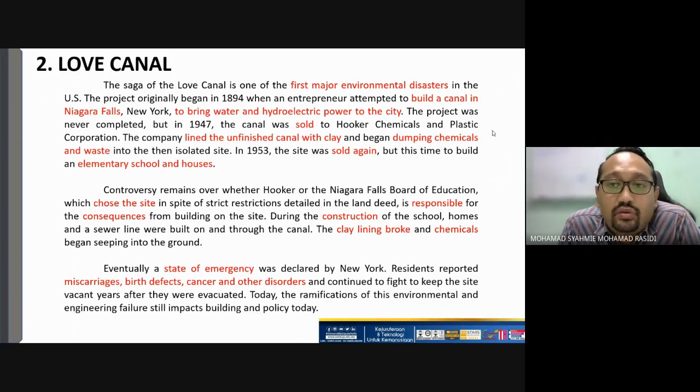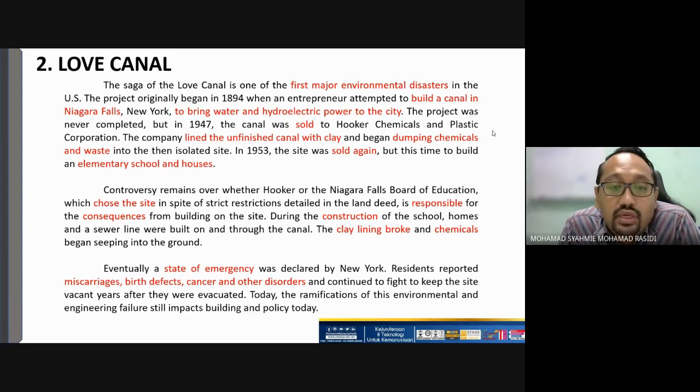During the construction of the school, homes and sewer lines were built on and through the canal. The clay lining broke. Just remember, the second company that bought the canal, Hooker Chemical, after they finished building the canal using clay, started to dump chemicals and waste inside the canal. Then when another company bought it to build houses and schools, the clay lining started to break and chemicals began seeping into the ground, absorbed into the ground.